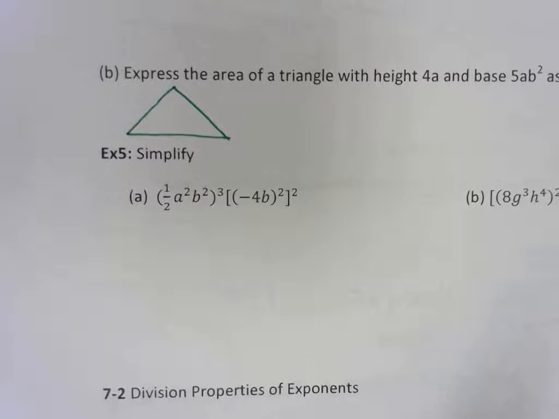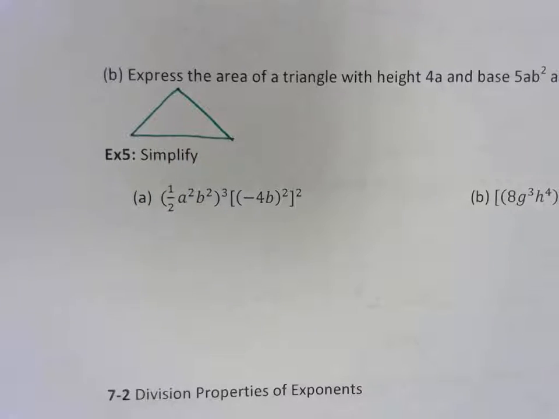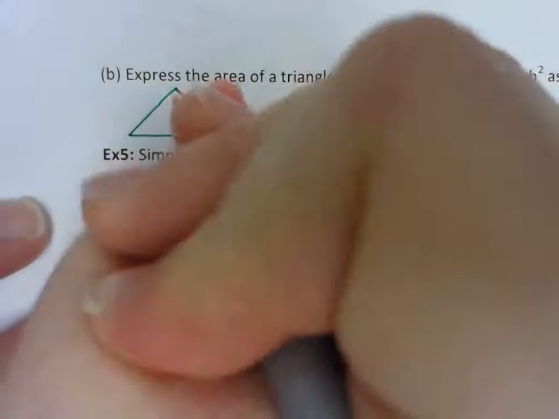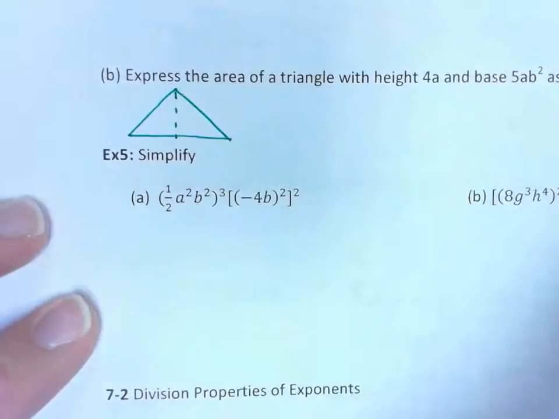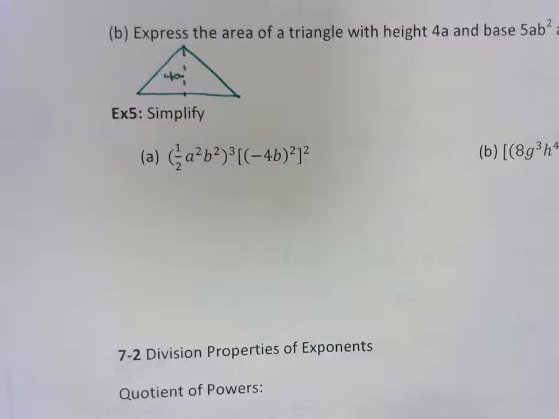So if I drew a triangle like this, it is not a right triangle. How do I draw my height? If I have a height of 4a, how do I draw my height? Dashed line down the middle. This is a little bit of review from geometry stuff. So this dashed line, this is going to be 4a. So this is one way you might see it written.